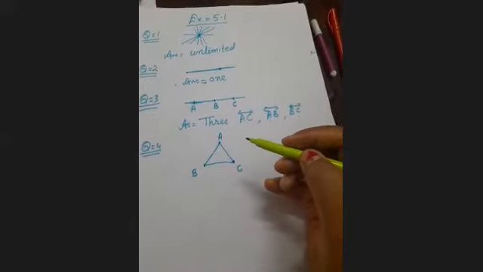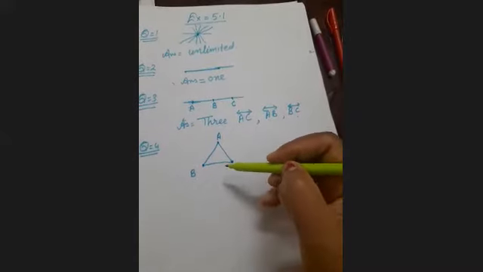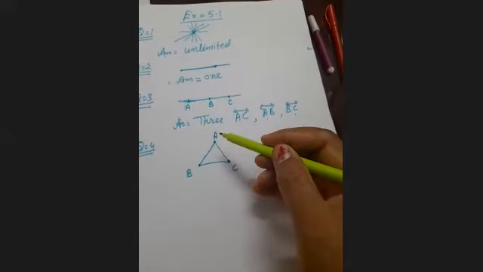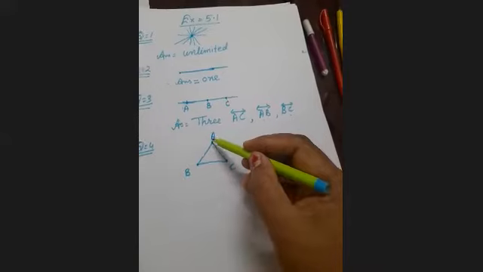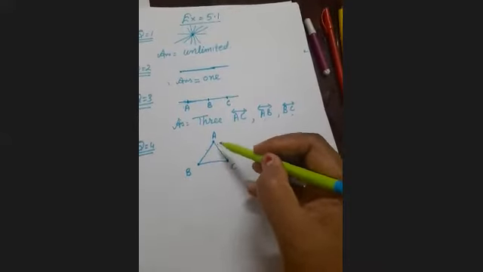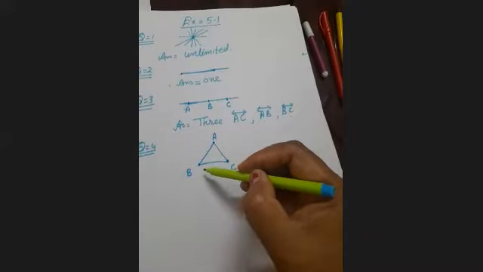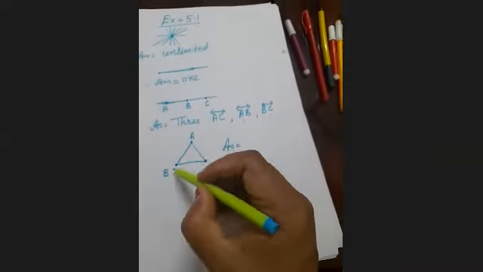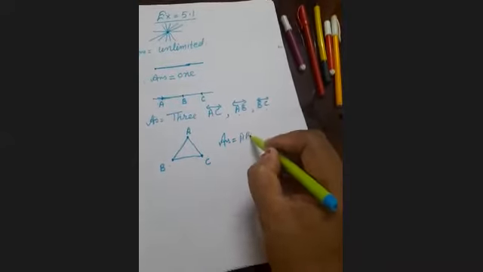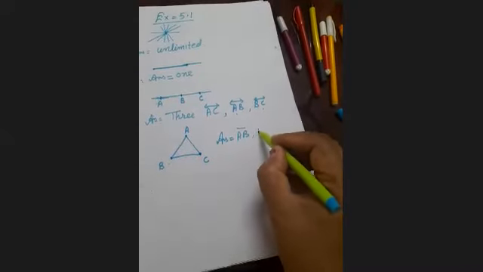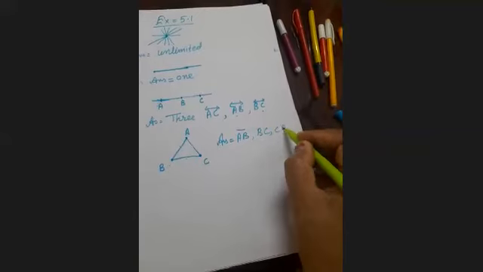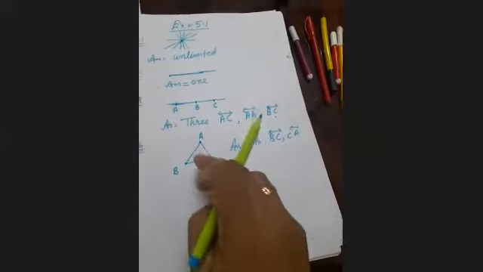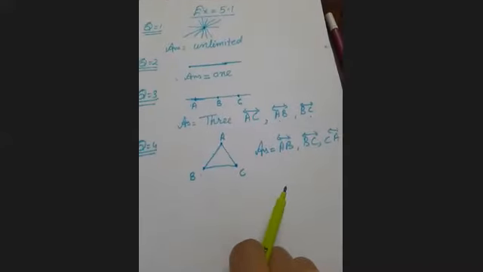First, mark 3 non-collinear points A, B, and C. In your notebook, draw lines through these points, taking 2 at a time, and name these lines. Now we have 3 lines. Now name these 3 lines. First line is AB, second is BC, third is CA. These are the lines which we can draw through 3 non-collinear points.